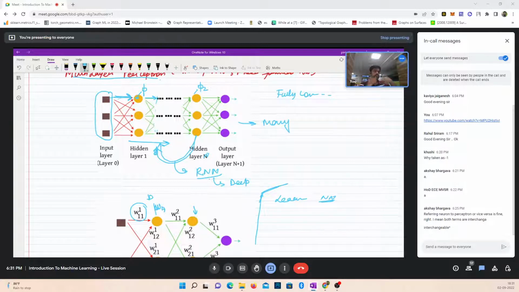So you can have connections. You can also have skip connections in some kinds of models. So if you are in layer 1, you need not connect it to layer 2. You can directly connect it to layer 3. So these kinds of modifications are possible. But right now what we are covering is a fully connected feed forward neural network.